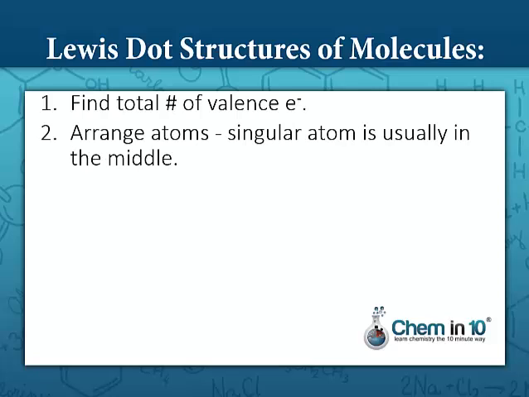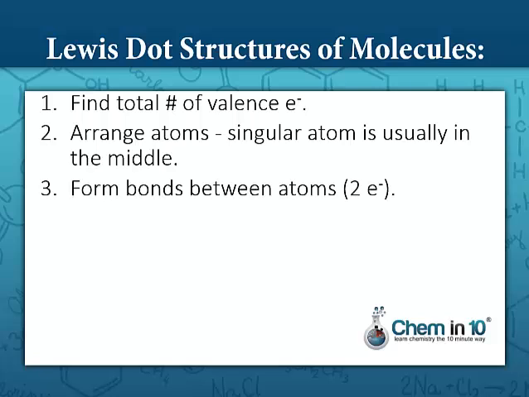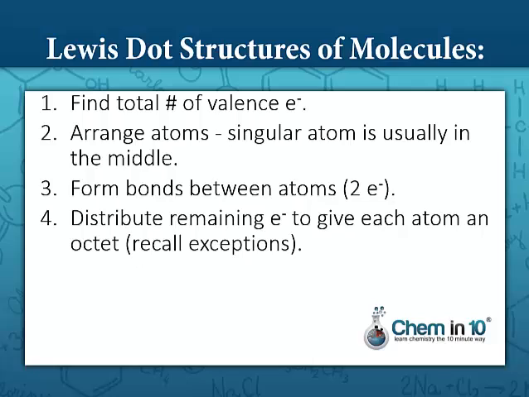Then you arrange the atoms so that the singular atom is in the middle. You form bonds between the atoms. Each bond takes up 2 electrons. Each single bond, that is, takes up 2 electrons. And you distribute the remaining electrons to give each atom an octet, a full outer shell.